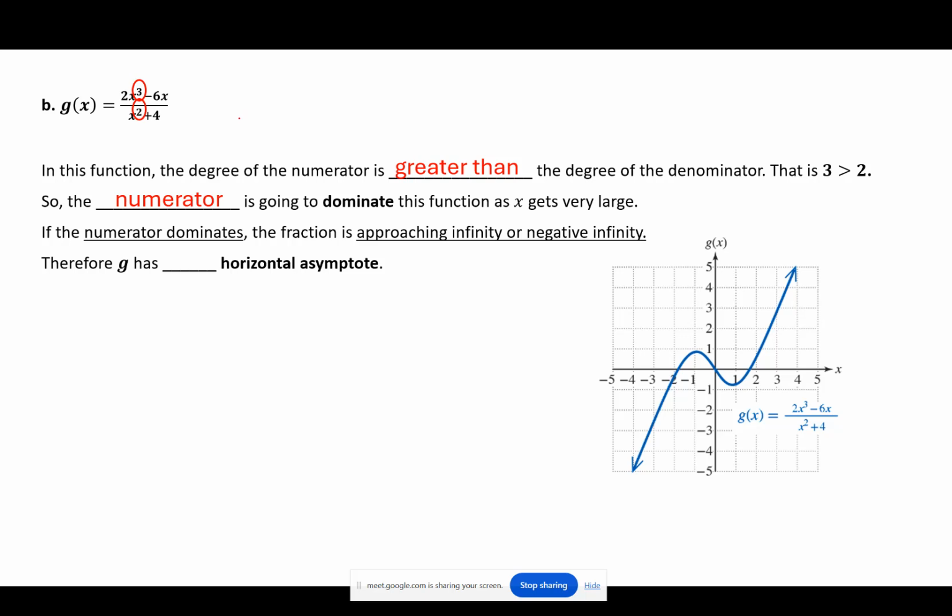And if the numerator dominates, then the fraction is approaching infinity or negative infinity. It's just getting huge without bound. Therefore, G has no horizontal asymptote because it's not going to approach any horizontal line. It's just going to keep getting gigantic, either positive or negative. So no horizontal asymptote when the degree of the numerator is bigger. The numerator dominates, then there's no horizontal asymptote. So that is the second situation.